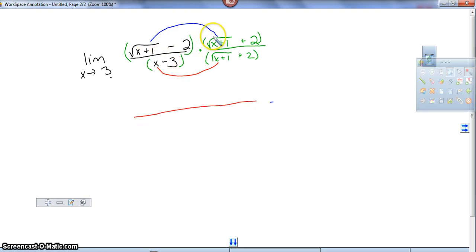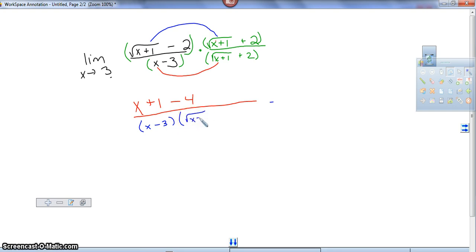The numerator is actually an easy FOIL, like I was saying, because if I multiply these two, they just become x plus 1 because the square roots go away. The inside and outside are going to cancel, and so I just get minus 4. The denominator, it's not much fun to FOIL it, so I'm just going to rewrite it for a second, and you're going to see something that happens.